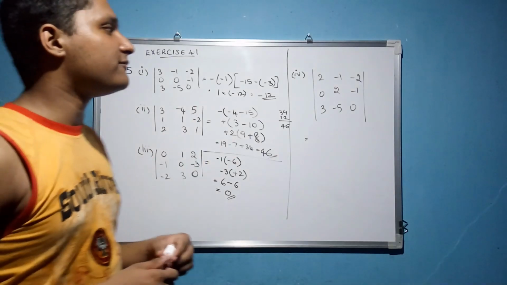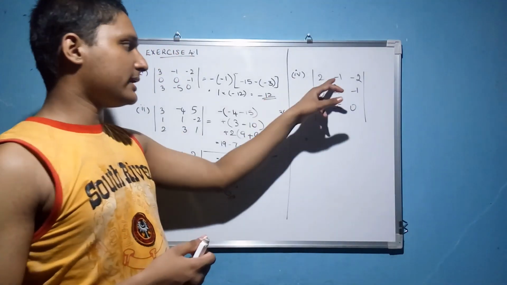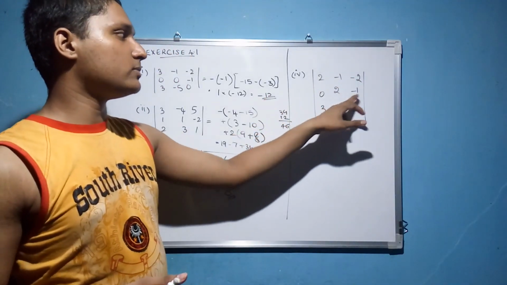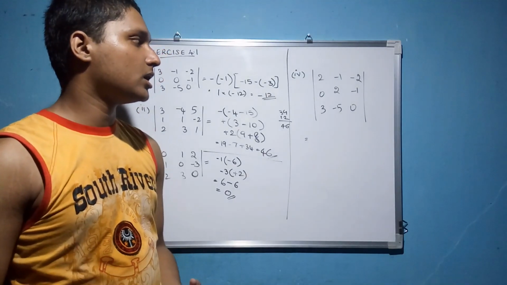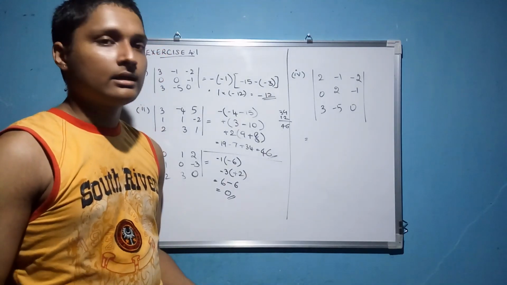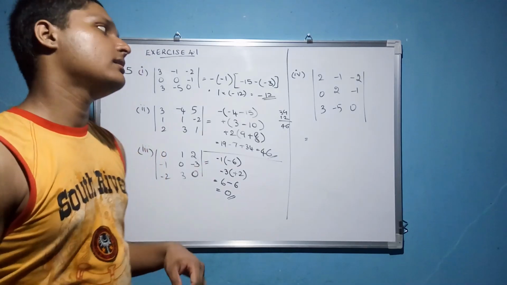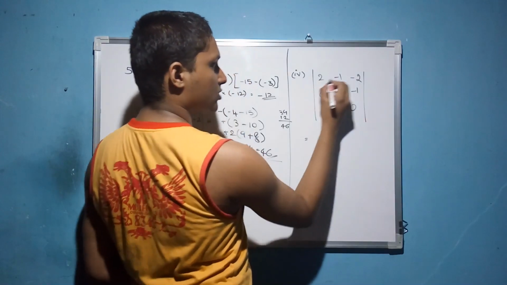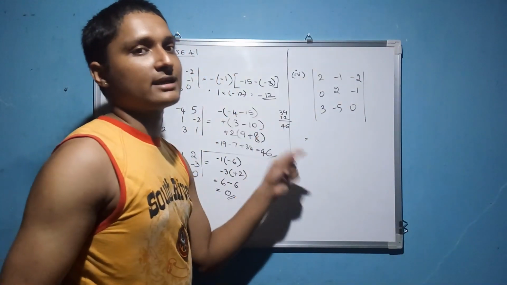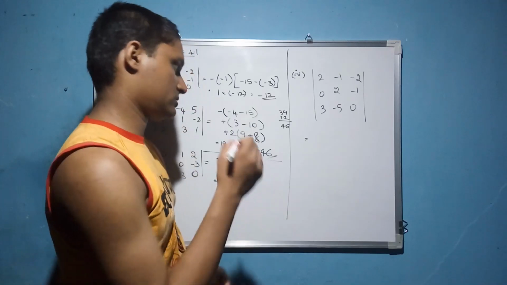Next we move on to the fourth one. The fourth one is 2, minus 1, minus 2, 0, 2, minus 1, 3, minus 5, 0. Maybe I'll take the third row or the third column. Which one? Third row I'll take now. The third row is very similar to the first row. First one is positive, second one is negative, and the third one is positive again.